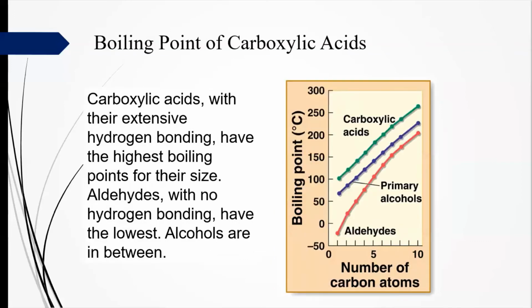Now, our boiling point for our carboxylic acids is even higher than that of our alcohols. And the reason for that is that they have hydrogen bonds like the alcohols, and they are larger, or not larger, but because they have both that hydrogen bond from their alcohol group plus the polarity from their ketone group, then they're even stronger than the primary alcohols, which only have those hydrogen bonds.